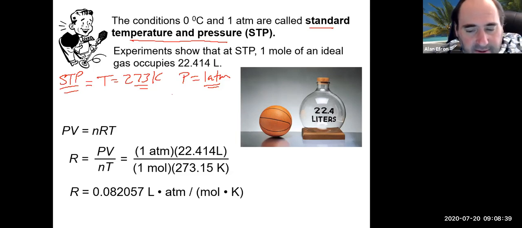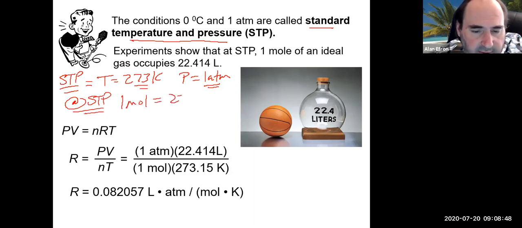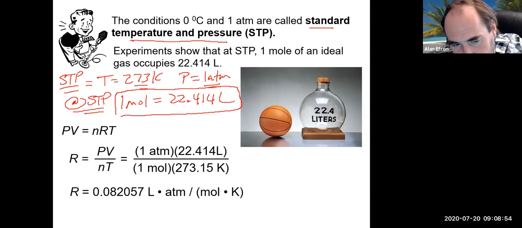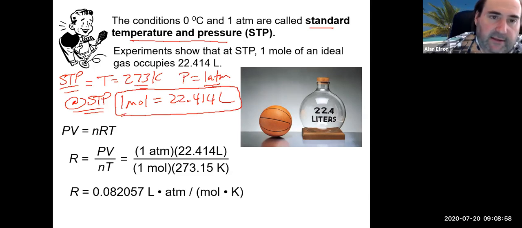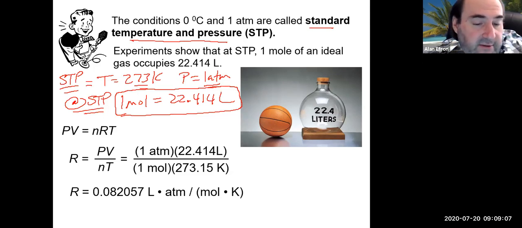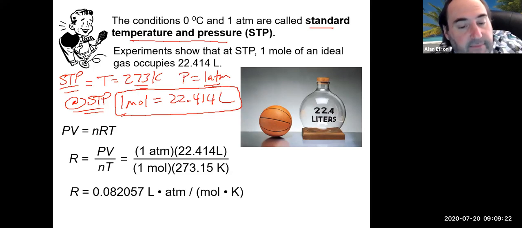Another nice relationship is that when you are at STP, and only at STP, 1 mole of any gas will equal 22.414 liters. The nice thing about this conversion factor is that sometimes it allows you not to have to use the ideal gas law to solve a problem. You could still use the ideal gas law either way, but the key is you can only use this conversion when it is at STP. If the pressure is not 1 atmosphere or the temperature is not 273, you should definitely not use that conversion factor because you will get the wrong answer. But if it is at STP, you can use it.